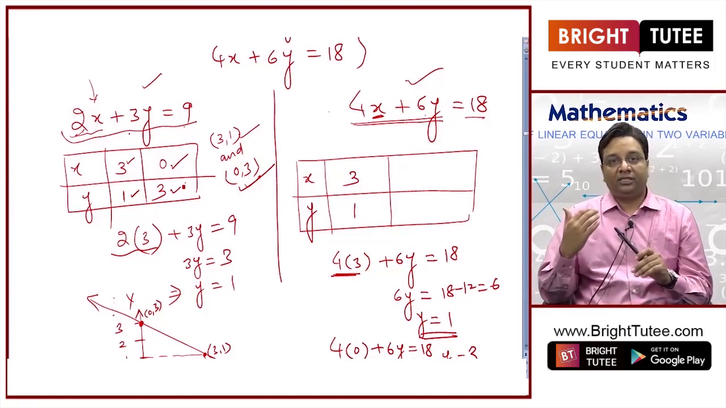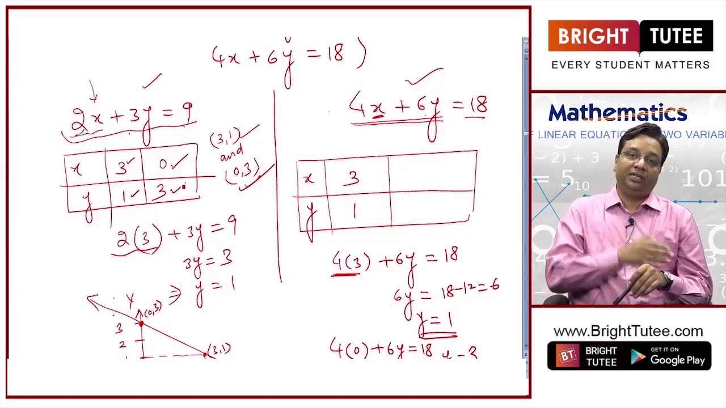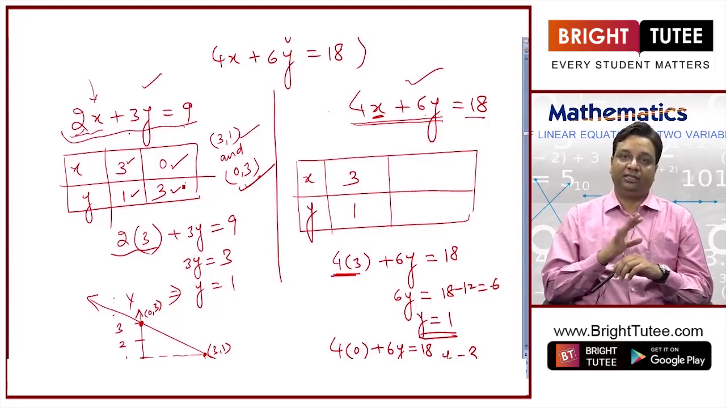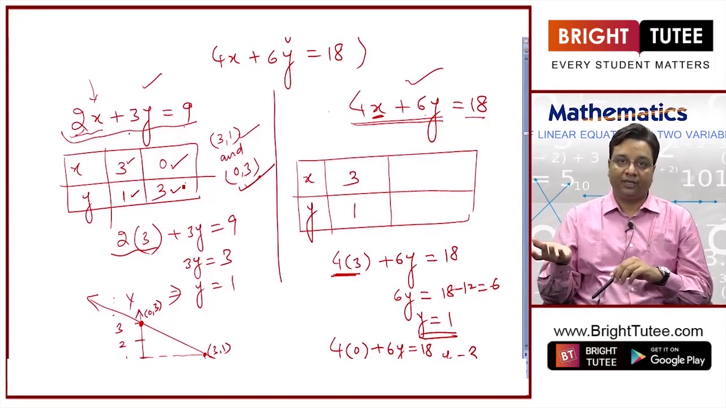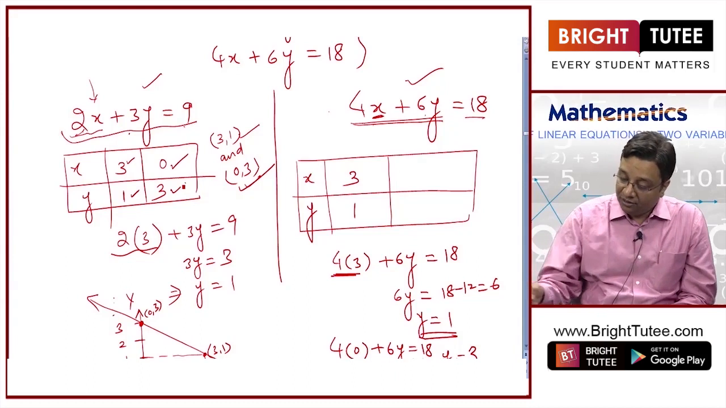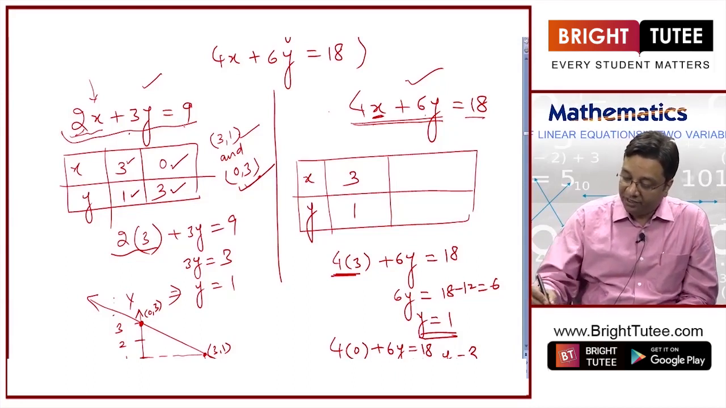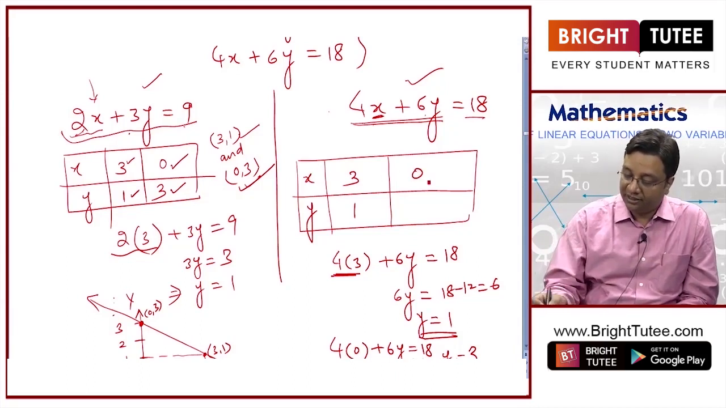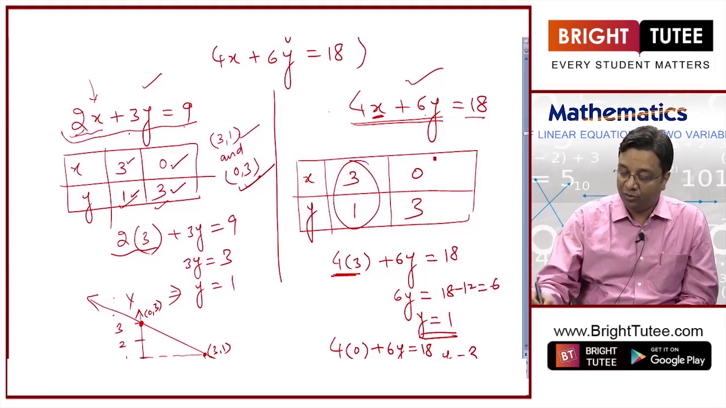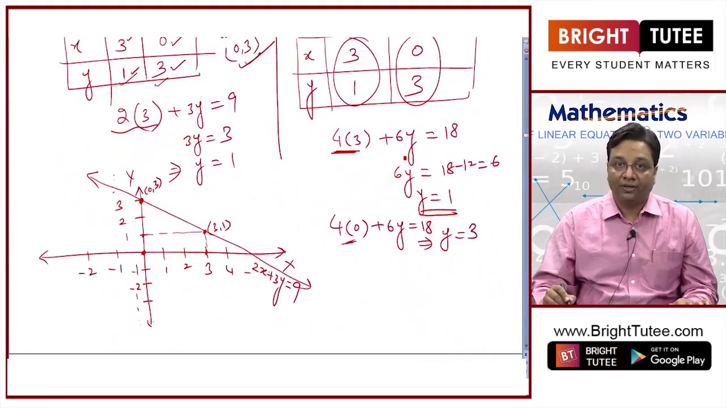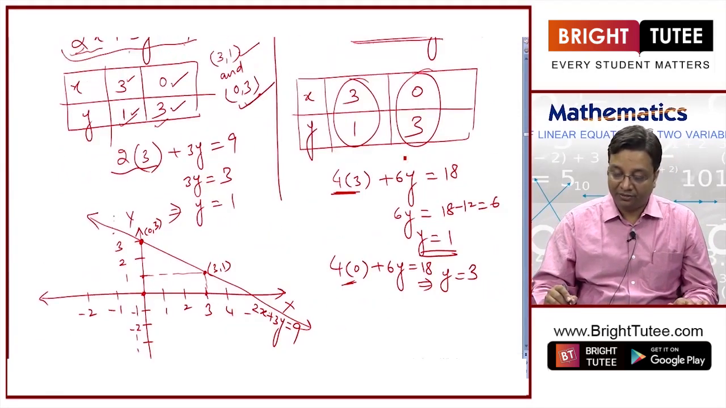So as you noticed in these two equations, if you multiply one equation by a certain constant, you will get the next equation, right? And also when you put the same values of x as 3 or 0, you get the same values of y as 1 and 3. So you have got the same 2 points. So what will be the graphical representation for this?